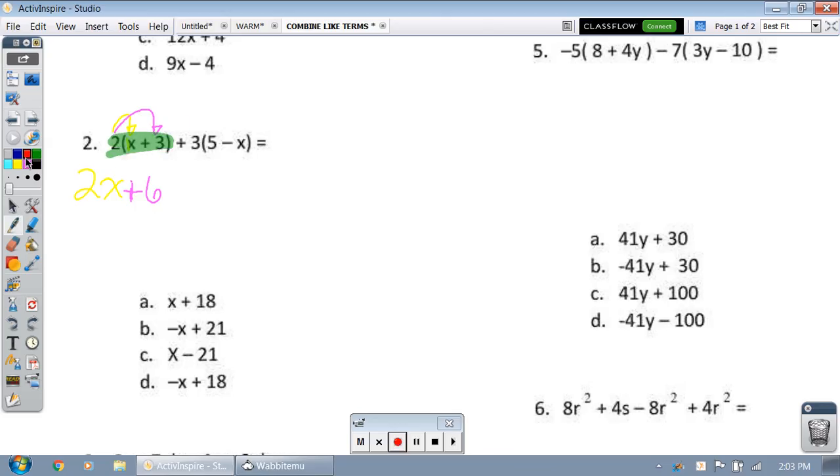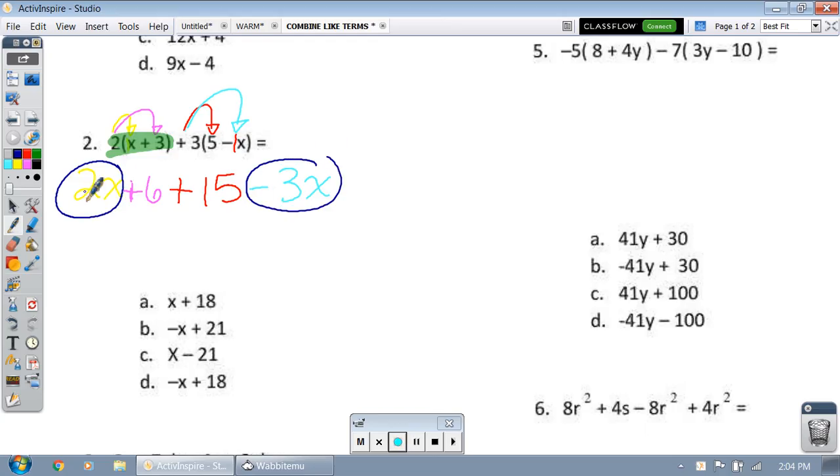Let's go over to the other distribution. 3 times 5, that's going to give me positive 15. We're going to put our little 1 right there. And now we have to do 3 times negative 1x, that is negative 3x. Let's combine our like terms. So let's look right here. We have a 2x and a negative 3x. 2 minus 3, that's going to be negative 1. But we're talking about terms of x's. So we have negative 1x.